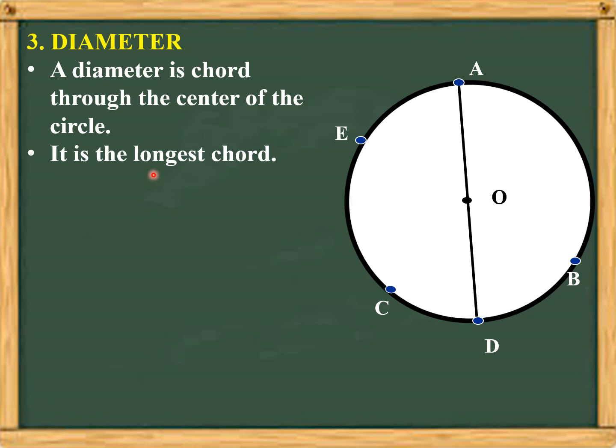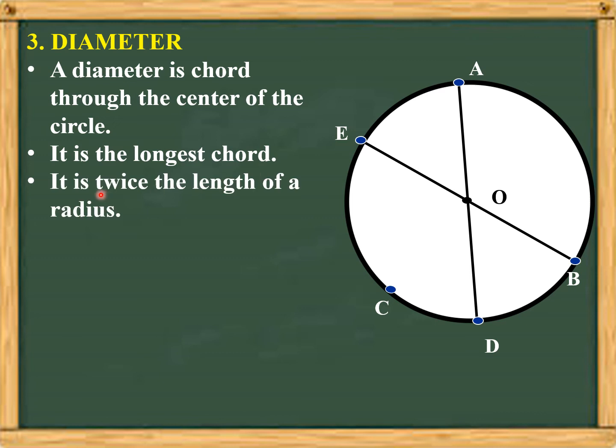May nakikita ba kayo na pwede nating maging diameter? Kung meron pa at ang nasa isip nyo ay si point E at si point B, pag pinakonnect natin, tama kayo, diameter din siya. Why? Kasi tumama siya sa ating center. So please take note, it is the longest chord. So it is twice the length of a radius.